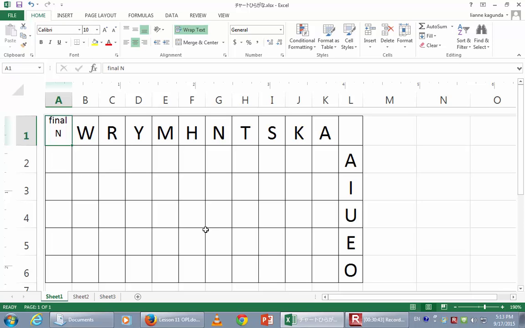So, let's see. Shantaru. Shanteru. Shanteru. So again, there's no way to end it with an R or an L. There's no way to even tell whether it is an R or an L, is there? Shanteru. That's about as close as we're going to get.